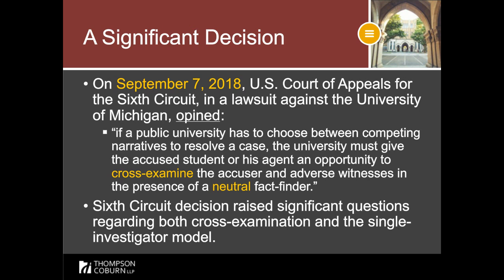The other really interesting and important idea that was floated here was that the fact finder had to be neutral, meaning someone who was distinct or different from your investigator, the person who carried out the investigation, and/or your Title IX coordinator. A lot of institutions, and there's been a lot of conversation around the single investigator model, meaning you've got one individual who is both the investigator and the fact finder/adjudicator. And so the Sixth Circuit here was suggesting strongly that at least at public institutions that fall within the Sixth Circuit, that was not acceptable.